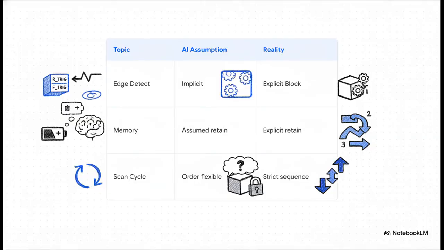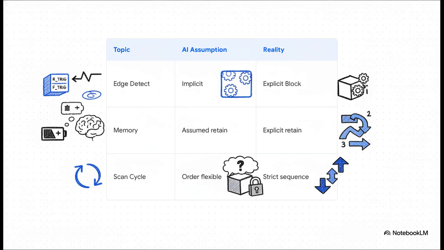Listen, we need to tear down the specific failure modes here because AI will absolutely fail you if you aren't careful. There are 3 areas where it consistently gets it wrong. First up, edge detection. AI frequently assumes the ladder one-shot is just naturally built into raw ST. But in industrial reality, for a lot of platforms, you have to explicitly instantiate an RTrig or FTrig function block and call it every single scan.